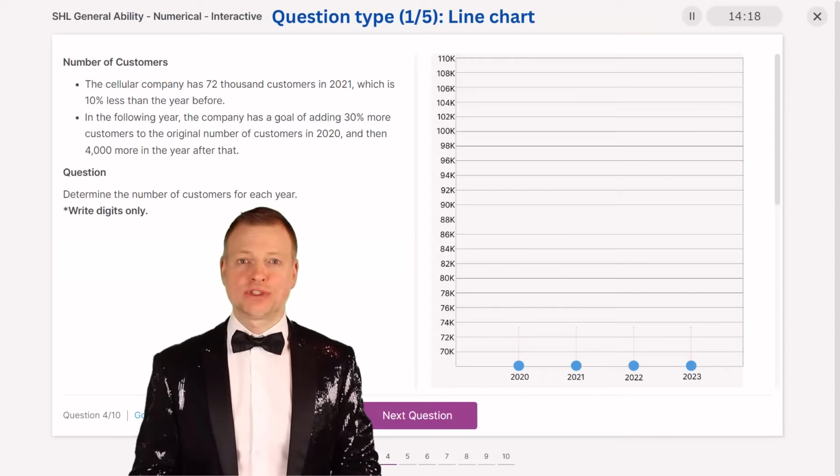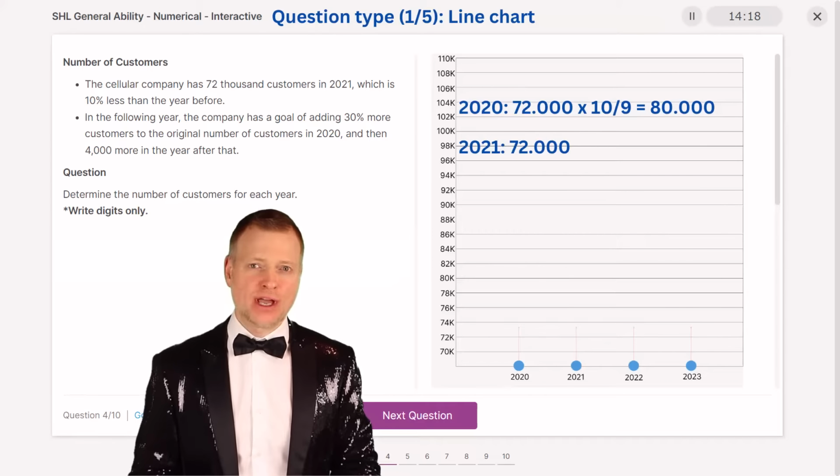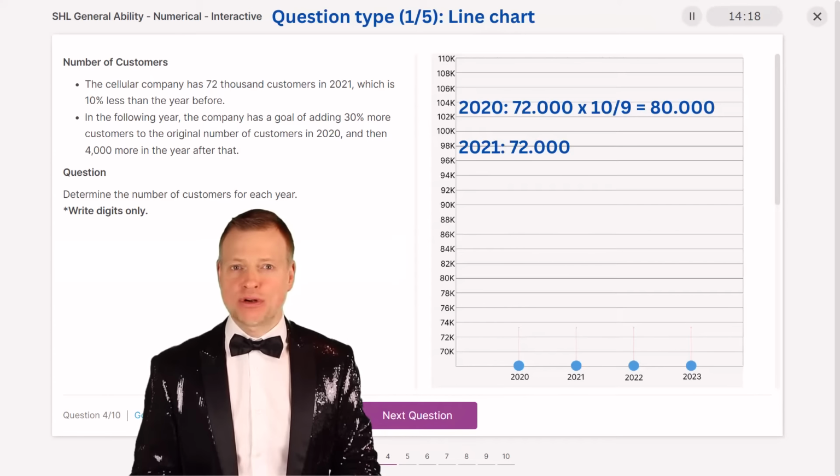Now I present to you the solution. It is given that in 2021 there were 72,000 customers, and it is said that these were 10% fewer customers than in 2020, or put differently, 90% of 2020 customers. In order to get to 100% of customers in 2020, we need to multiply with the reciprocal value of 90%, or 10/9, and get to 80,000 customers.